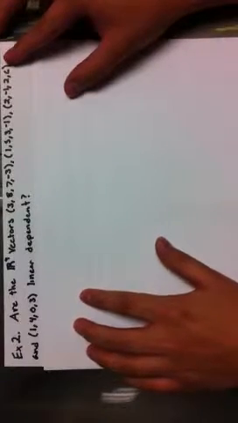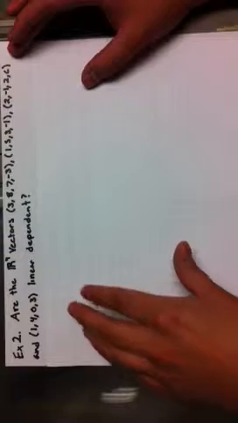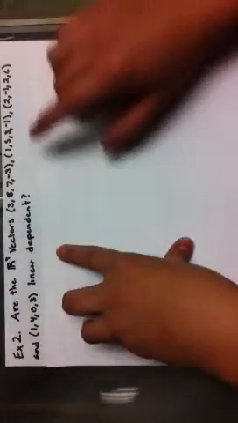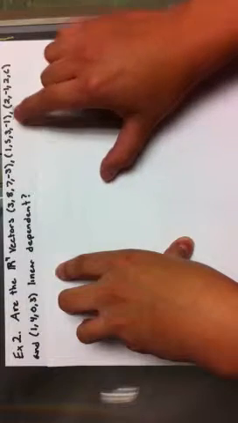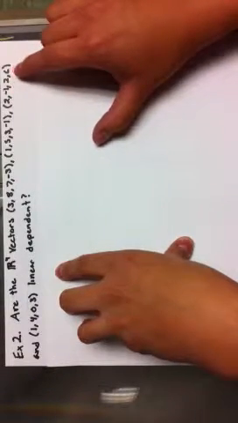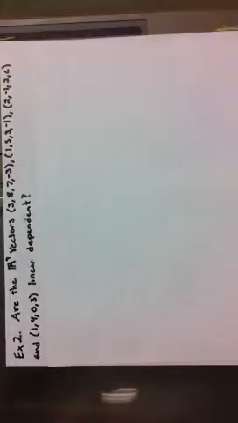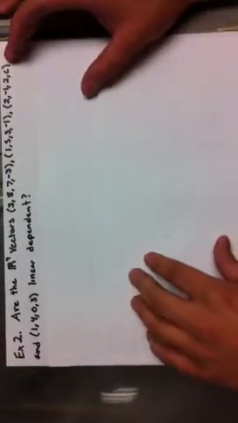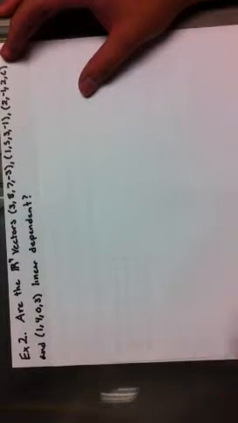Now for problem 2, we want to see, are the R4 vectors [3, 8, 7, -3], [1, 5, 3, -1], [2, -1, 2, 6], and [1, 4, 0, 3] linearly dependent? You should pause it here, try to do it yourself from the previous question and see if you can get it.